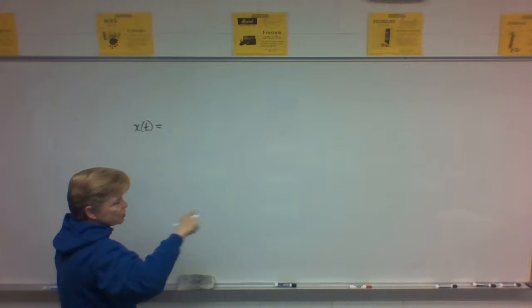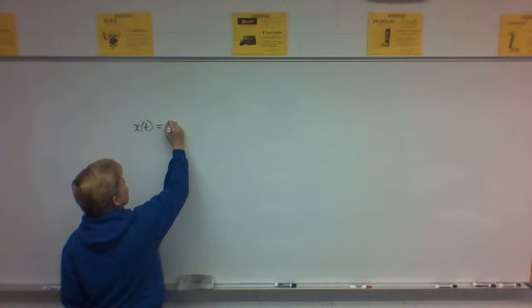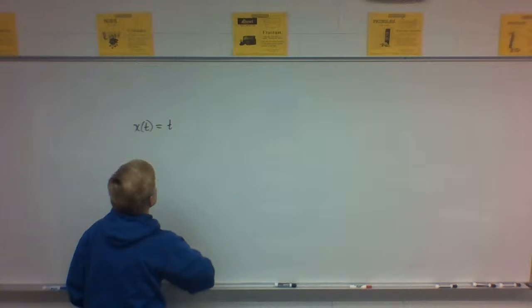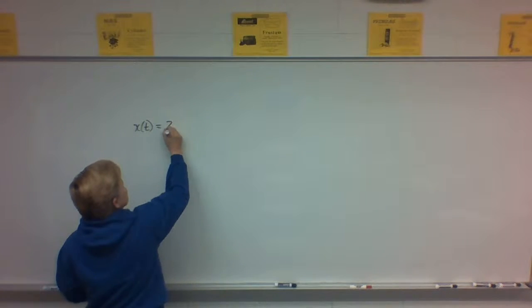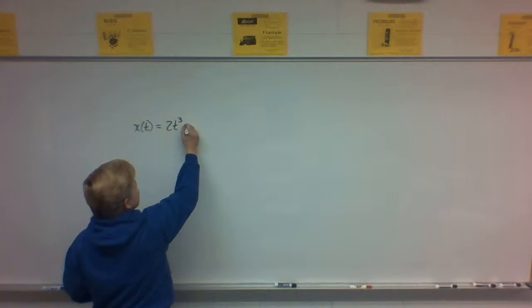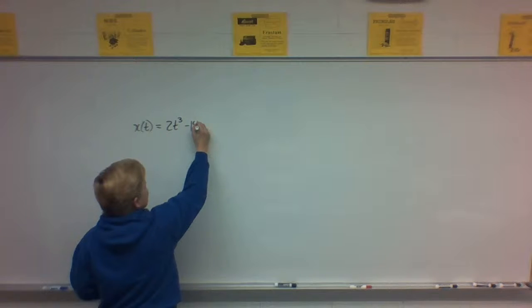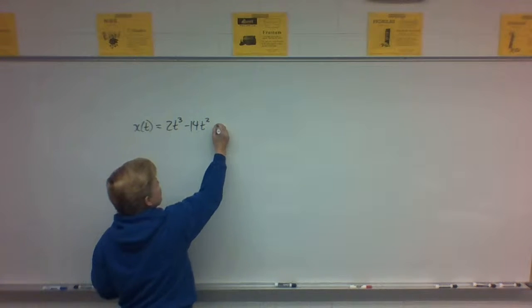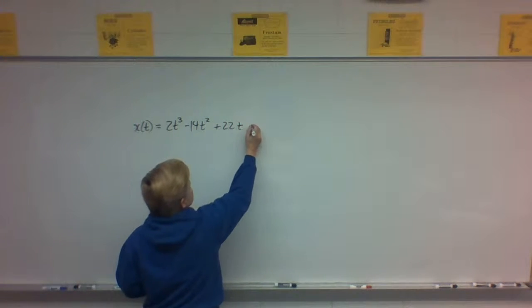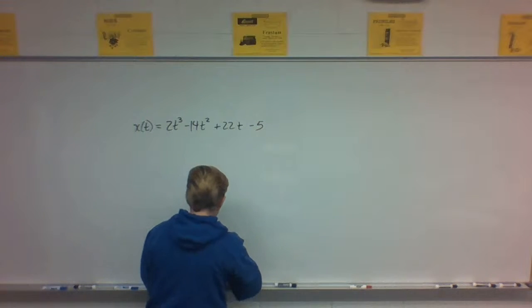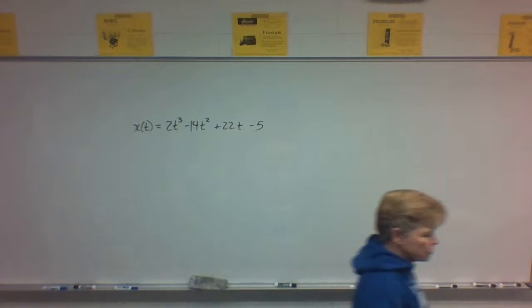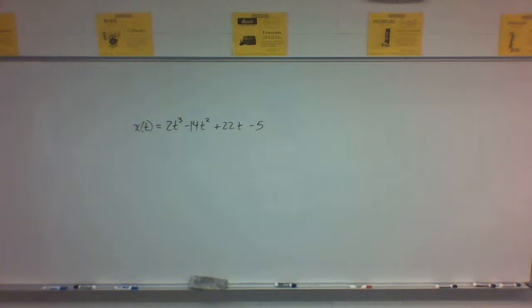It's going horizontal. What is it? 2t to the third minus 14t squared plus 22t minus 5. Okay. What are we supposed to do? We are supposed to find the velocity and acceleration and describe the motion of the particle.